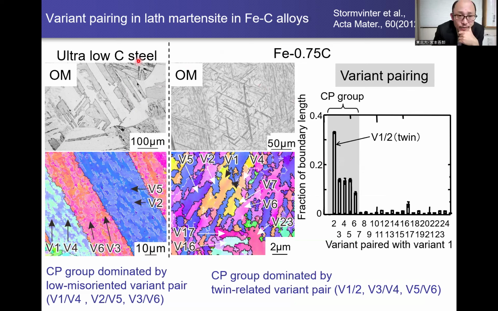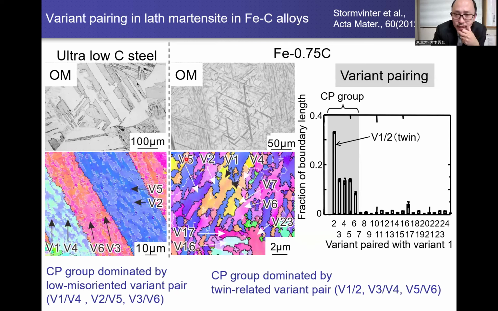So this is the low carbon martensite, and this is high carbon martensite. In the case of low carbon martensite, the block and packet structure is clearly seen. And in the orientation map, variant 1 to variant 6 form together, forming a single packet. And furthermore, the single block consists of 2 different variants, which have a low misorientation. So the CP group is dominant, and the low misoriented variant pair is favorably paired.